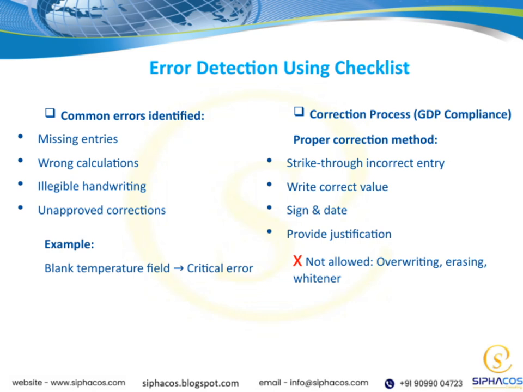To detect errors early, we use a checklist to identify common issues such as missing entries, wrong calculations, illegible handwriting, and unapproved corrections. For example, if you find a blank temperature field, that's considered a critical error because it can affect data accuracy and compliance. Addressing these issues promptly helps us maintain reliable and compliant records throughout the process.